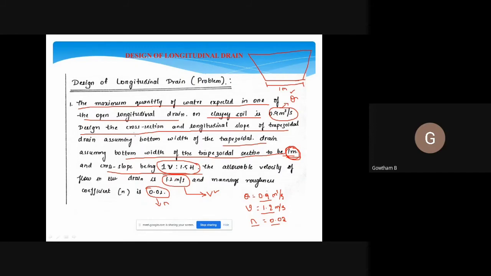And he is saying that the slope we have to provide is 1 vertical to 1.5 horizontal. That means for every horizontal width of 1.5, you have to increase the vertical height by how much? 1. Okay, he is saying it like this: 1.5 horizontal to 1 vertical. For every length of 1.5, we have to give a vertical height of 1. That means if you join this, you are going to get this. So that is 1.5 horizontal to 1 vertical, or 1 vertical to 1.5 horizontal.